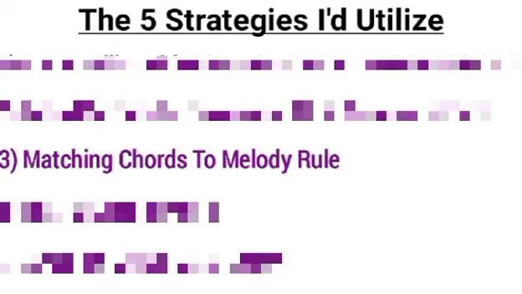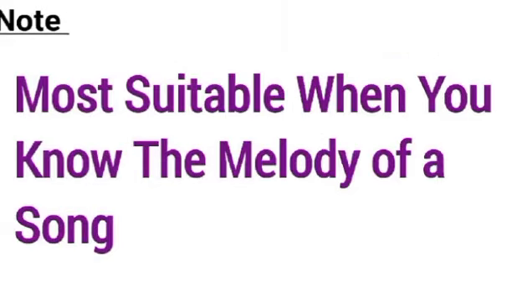The next principle or strategy I'm going to use if I'm to find the chord progression of a song myself, which I recommend you do, is the matching chords to melody rule, okay? So this will mostly work best if you already have some sort of knowledge of how to derive the melody of a song on the piano, okay? But I still believe, irrespective of your level, it should still be helpful to you.